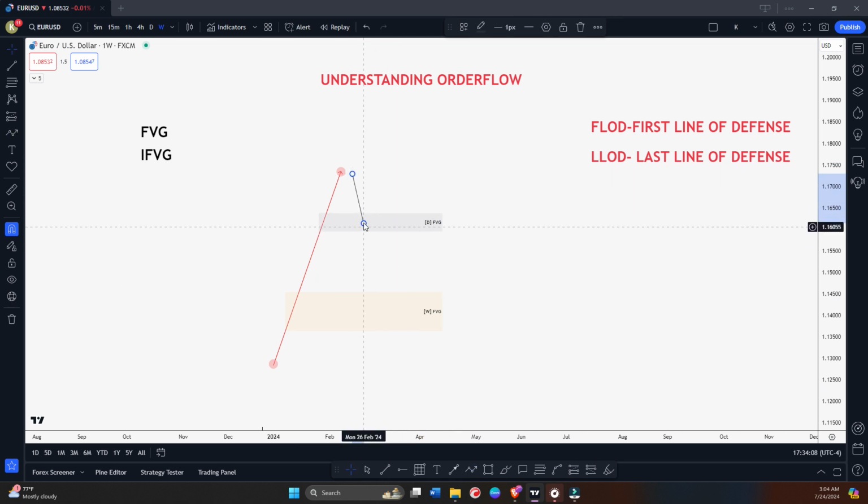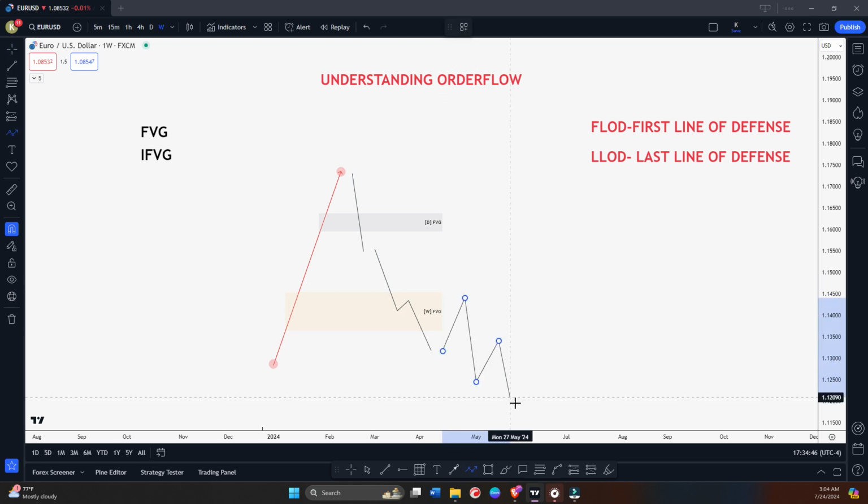But if let's say the market didn't hold this daily fair value gap, the first line of defense, the market is not holding and traded lower and created, let's say, this as an inverted fair value gap. So we know the first line of defense has failed and our last line of defense for the bullish setup is this level, right? So if the market trades to this weekly fair value gap, we can look for a bullish setup. But if this weekly fair value gap also didn't hold and created an inverted fair value gap, that means the first line of defense didn't hold, the second line of defense also didn't hold, that means we can shift to the downside basically.